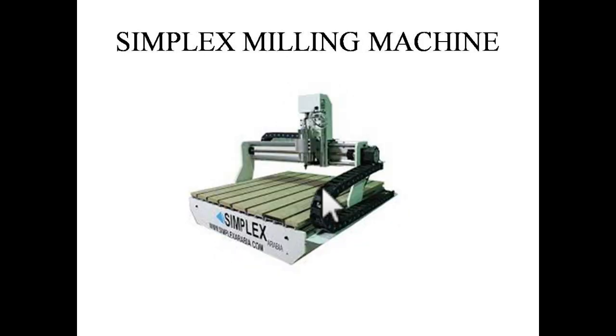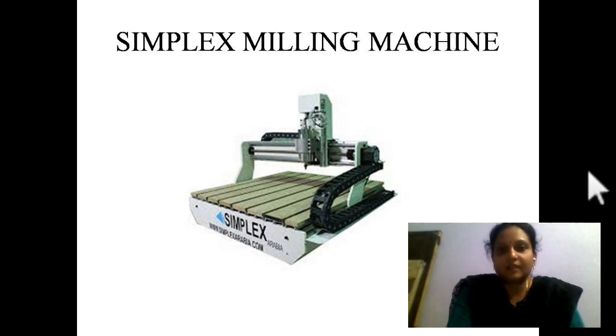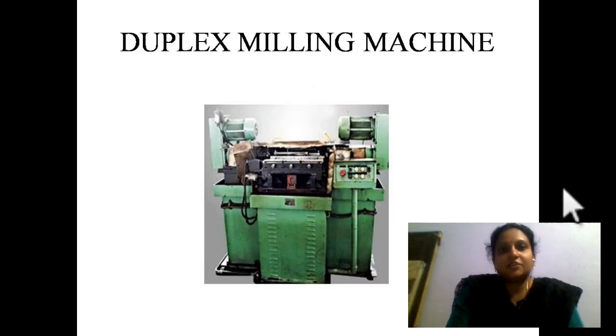Next one is the simplex type of milling machine. In case of the simplex type of milling machine, the tool will move only in one direction and mostly in a vertical direction. So if there is movement in only one direction of the tool, then we call it a simplex milling machine. And similarly, the duplex milling machine.